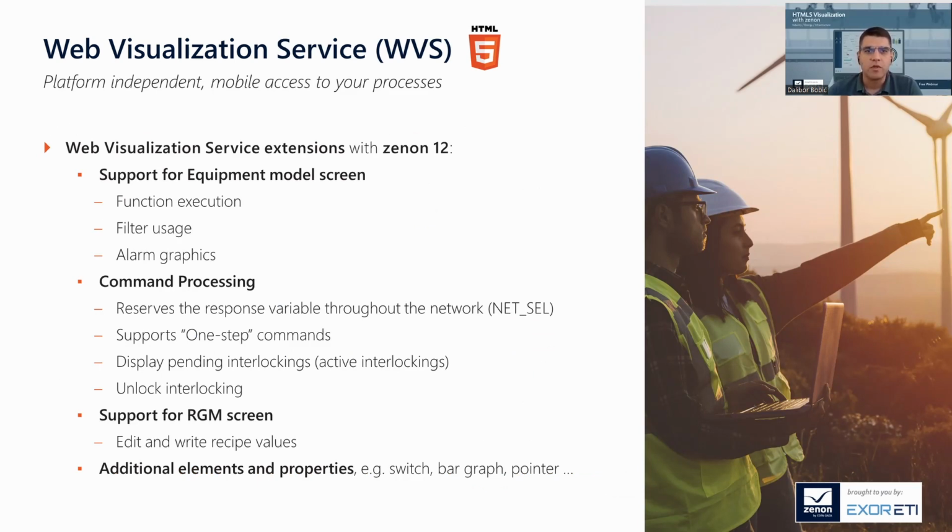Web Visualization Service, as a new functionality, is constantly developing. For Zenon 12, there are several improvements already available for the customers: equipment model screen with several functionalities, command processing for the energy sector, and the recipe group manager screen has more functionalities. Additional elements and properties are available, like a switch or bar graph or pointers. This is constant development from Copa-Data's side, and of course, more features and more functionalities will be available pretty soon.